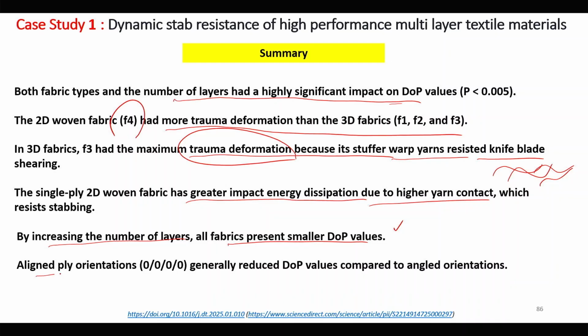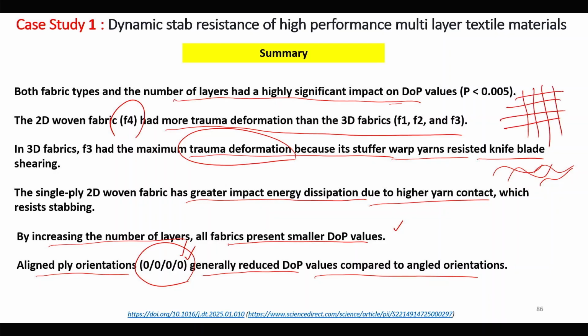So, aligning the ply orientation to all the same angle, 0 0 0 0 angle, generally reduces the depth of penetration as compared to the angled orientation. That was basically the idea here, because if the penetration is in the same angle, that means it will take the maximum load or generate maximum friction.